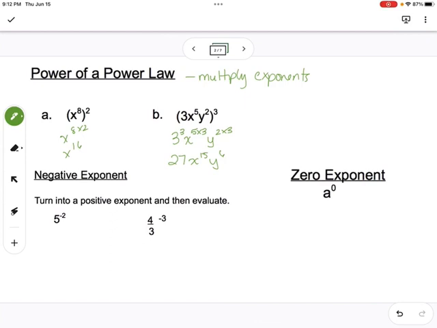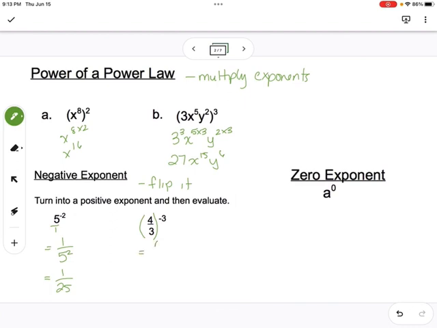Now looking at negative exponents, these negative exponents we always want to make positive. And in order to do this, we need to flip the fraction. So this first one is 5 to the exponent negative 2. Since that's really 5 over 1, this is becoming 1 over 5 to the exponent 2. Okay, so you flip it and make it positive. From there we can evaluate. So this is 1 over 25.